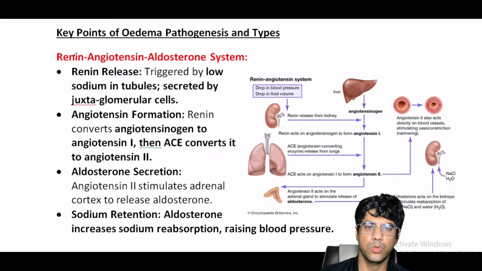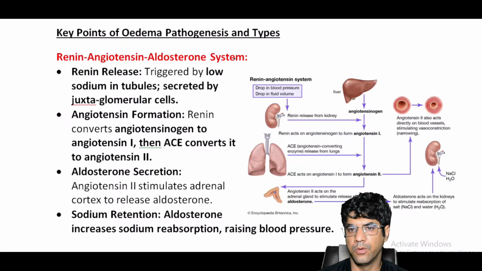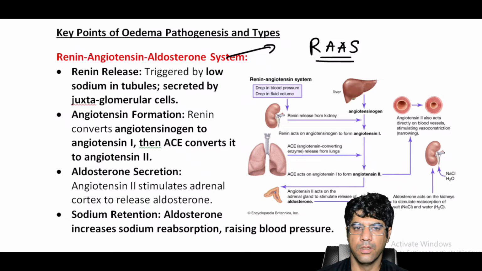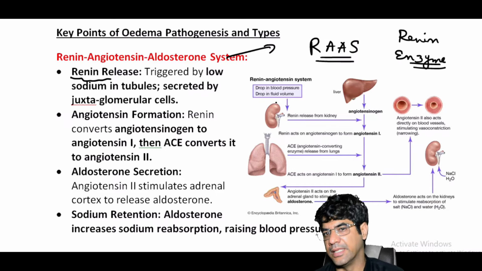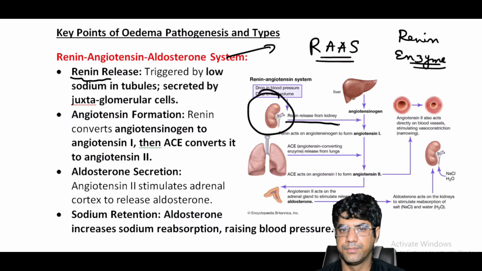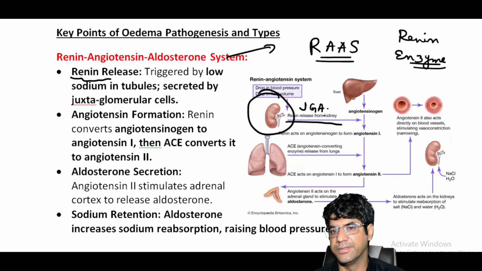So moving next to the renin angiotensin aldosterone system, the first thing you should know is renin. Remember, renin is an enzyme that is released by specialized cells present in the kidney, from the juxtaglomerular apparatus, when the sodium levels are low.